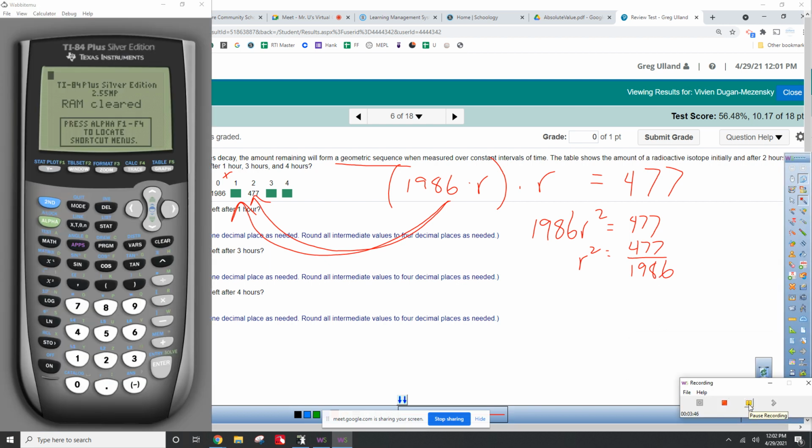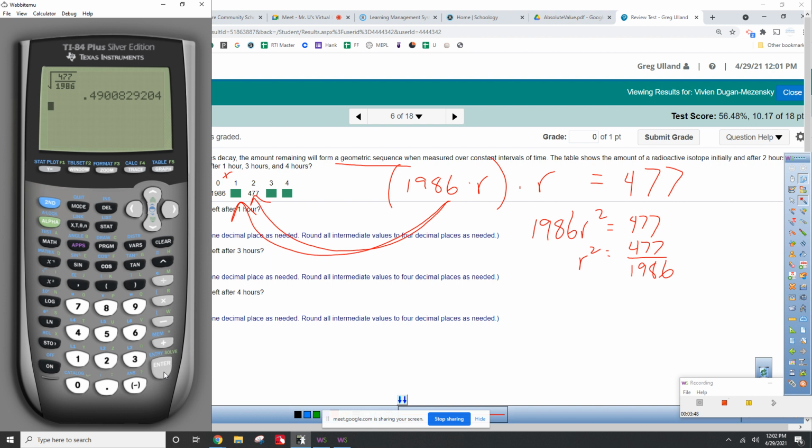Okay, so here, I got my calculator on. We want to do the square root of 477 over 1986. So I hit second, square root, and then I go alpha, y equals, and then I hit 1. That gives me my fraction. We've been using that a lot lately. 477 on top, 1986 on bottom, and it's going to be an ugly number.